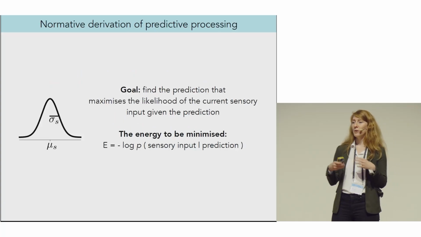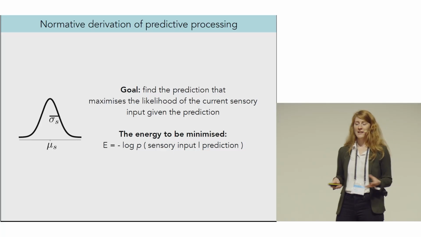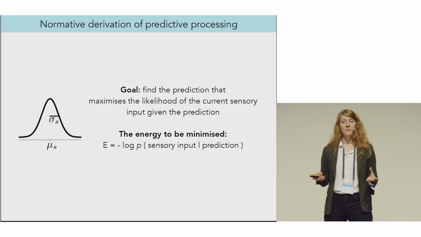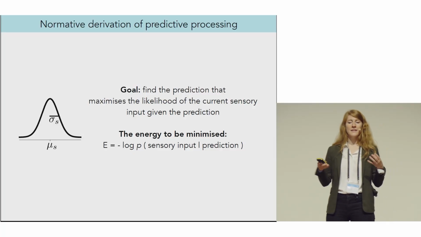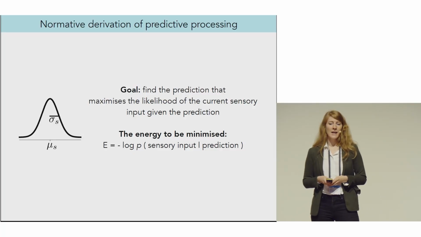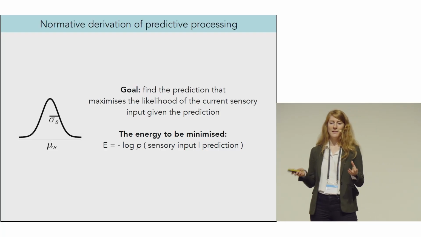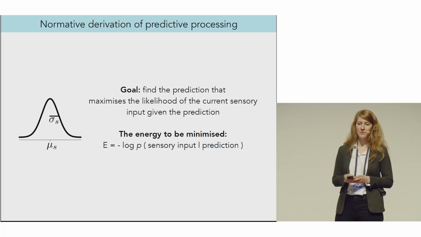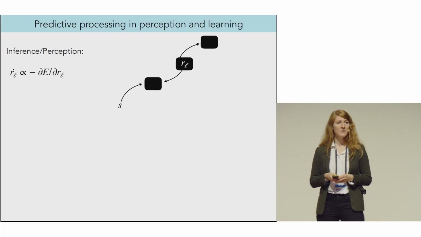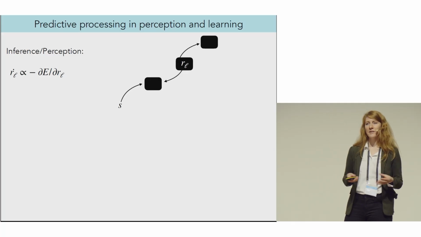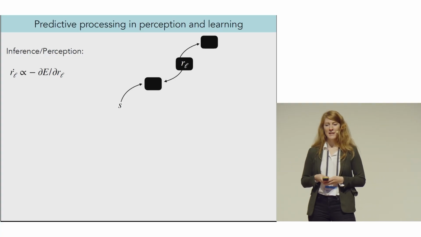And we can also formally derive these principles with a normative approach by formulating an objective. And our objective here is to find the prediction that maximizes the likelihood of observing the sensory input given the prediction. And this gives us a cost function or an energy that needs to be minimized, which we have here, is the negative log likelihood. And to get our update for the representation, we take the gradient of this energy with respect to the current representation. This is our inference or perception step.